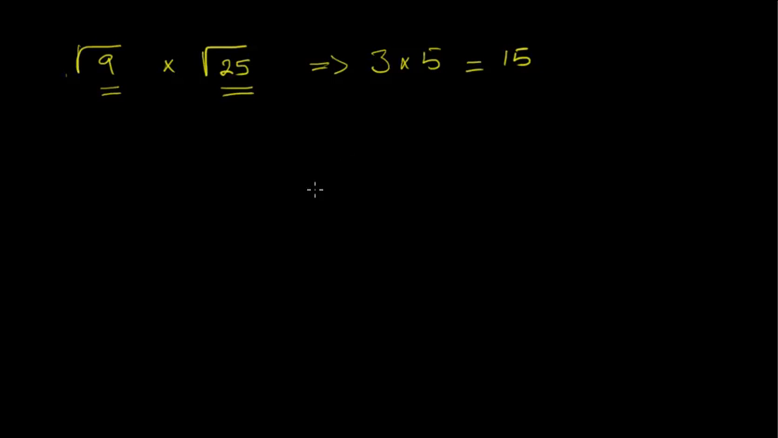Let's say we have two radicals, radical 9 and radical 25, and you're asked to multiply these two radicals together. What do we do now? First, we find the square root of each of them. The square root of 9 is 3, and the square root of 25 is 5. We multiply them, we get 15, and we are done. I think you are ready to do some practice at home.